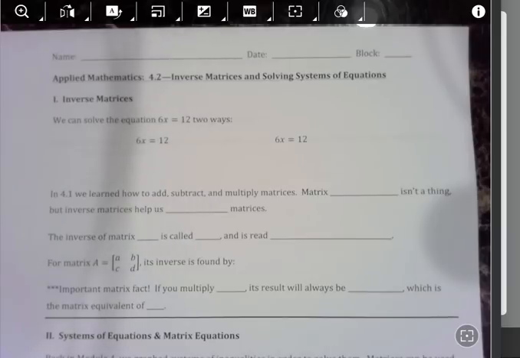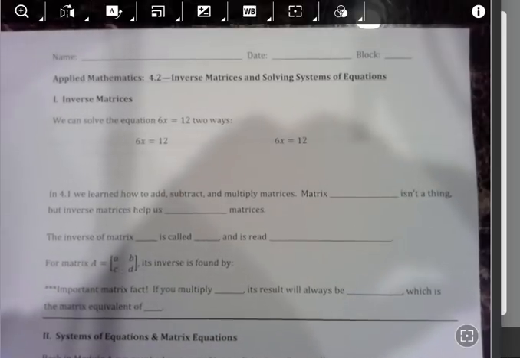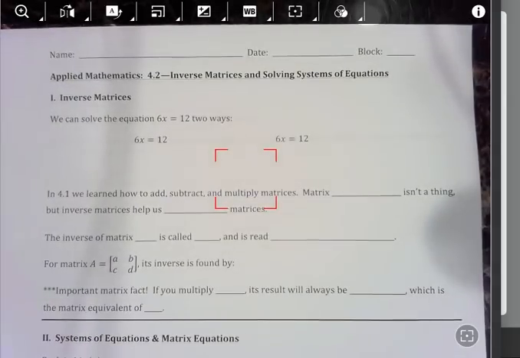this chapter. Like I said, this is a pretty short chapter. There's only one more lesson after this. It's going to be all word problems. But today is kind of like the skills that you need in order to be able to solve the word problems. So let's go ahead and get to it. Let me refocus this real quick. All right.